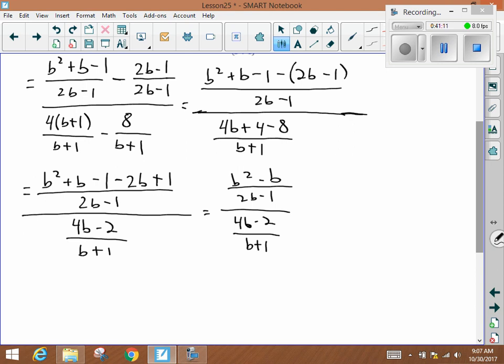Now it's time to flip and multiply. So I'll wind up with b squared minus b over 2b minus 1 times, right? And I'm flipping this denominator. I'm taking all this stuff and I'm flipping it.